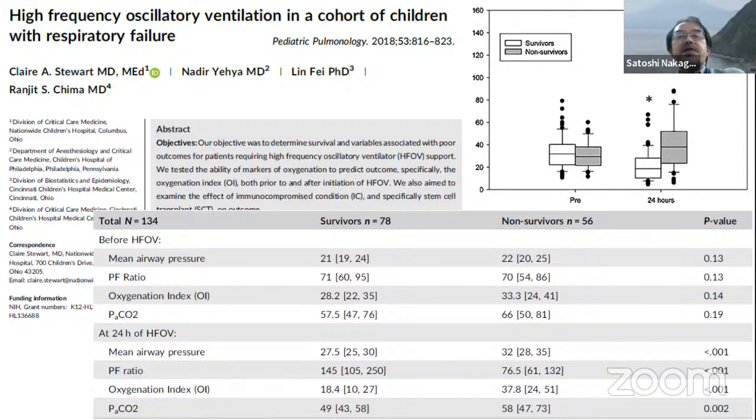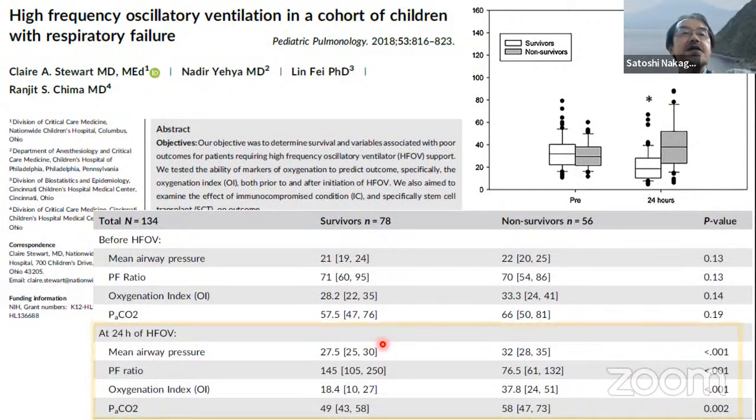This is the change before and after the high-frequency oscillation. Before starting the high-frequency oscillation, mean airway pressure was 21 and 22 on conventional mechanical ventilation, and PF ratio was around 70, and oxygenation index was between 28 and 33, and PaCO2 was around 60 millimeters of mercury.